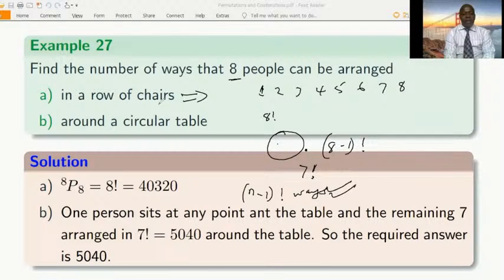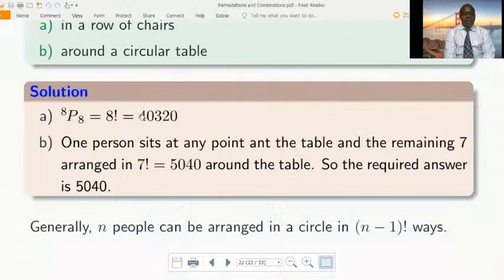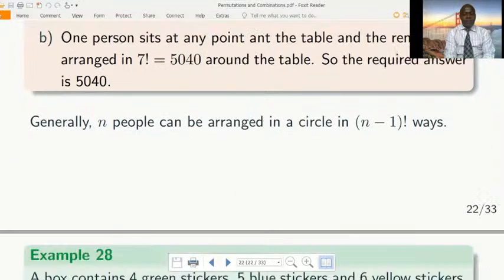And if they're sitting in a row, this is how we do it. It will be just 8 factorial if they're sitting in a row. And this is what I did. And these others, since they're sitting in a circle, will be arranged in a circle in n-1 factorial ways.